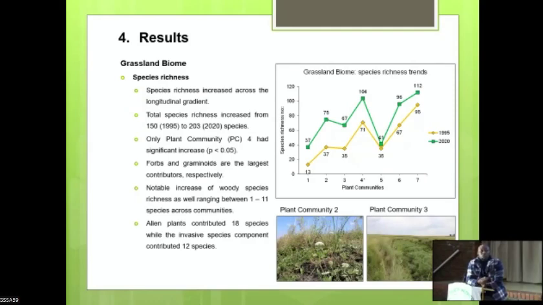There's also a notable increase of woody plants in the system, where it varies from a single woody species to almost 11 species that came in new into the systems. Alien plants also made a contribution into the systems, whereby 18 were alien plants, and invasive contributed about 12 species of the total species richness over 25 years.